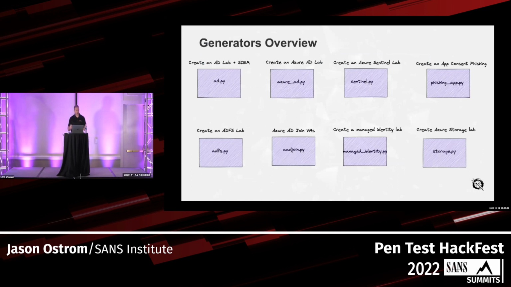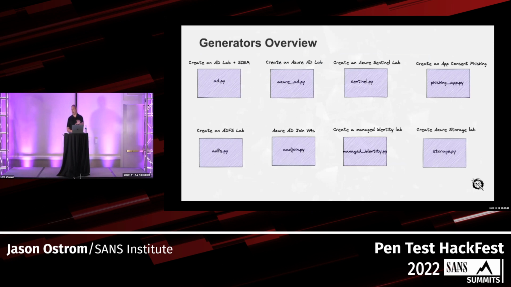So here are the generators. We have 8 generators we can play around with. I'm going to do a demonstration here in a second. I'm going to start to create some of them and show you how easy it is. We have an Active Directory generator, ad.py. This creates a realistic enterprise lab if you want to learn Active Directory, or if you want to do attack simulations against domain-joined hosts. This is the generator for you.